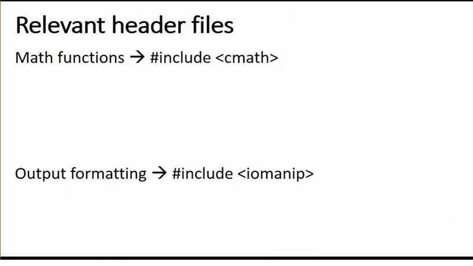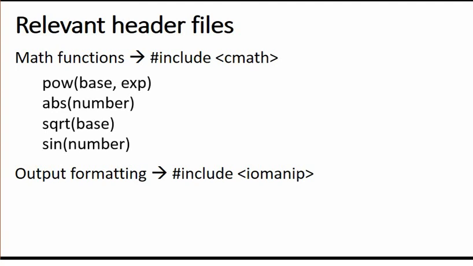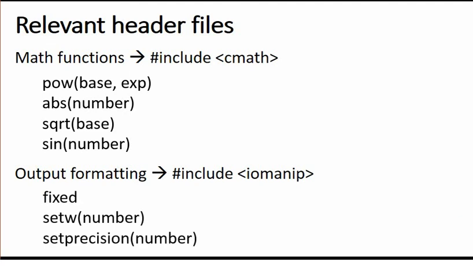Alright, now here are the two players that I introduced you to in today's class. We use CMath for math functions. So things like power for exponents, absolute value, square root. We also have trig functions like sine, cosine, tangent. And then we have output, where we have fixed, setW, and setprecision. These are some very powerful players here.